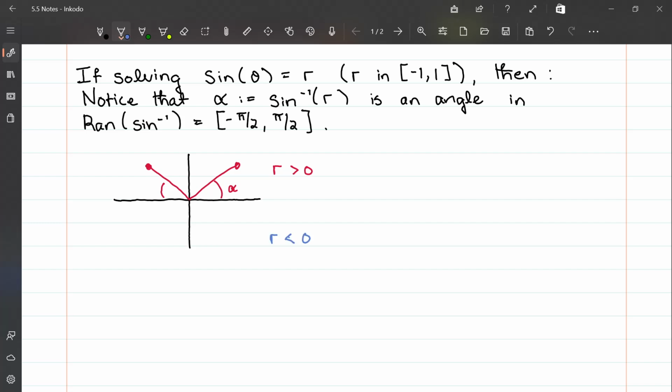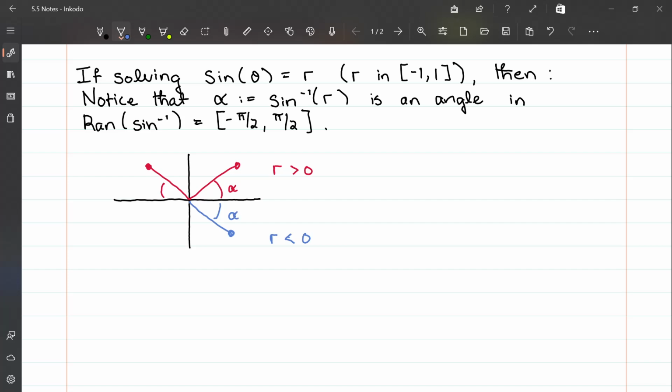The other situation would be if it turned out that r was less than 0. If r is less than 0, so we have a negative, then alpha is going to have to be in quadrant 4. Actually, it's going to be a negative angle, which means that would put it somewhere down here, like this.